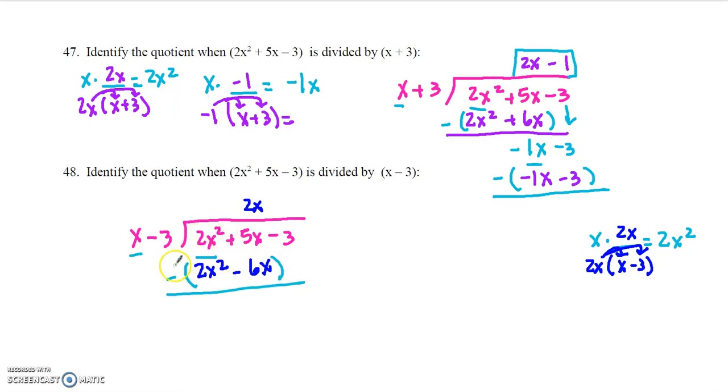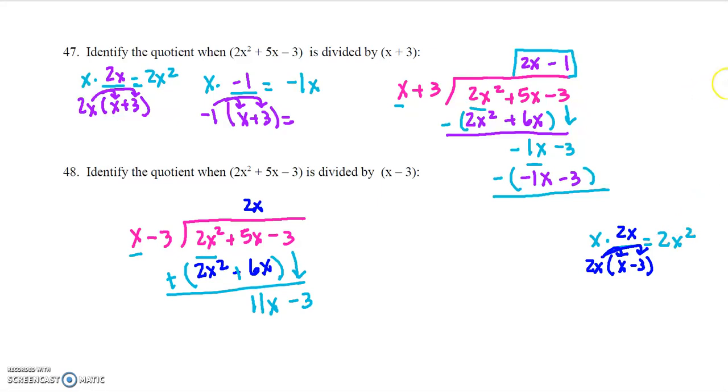So 2x squared minus 2x squared, it's gone. 5x minus negative 6. So again, minus a negative really becomes plus a positive. 5x plus 6x will give me an 11x. Bring down the next term of negative 3. And let's do it again.